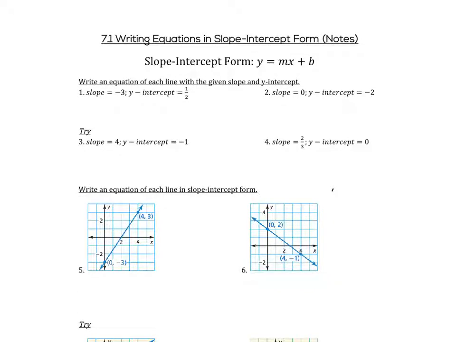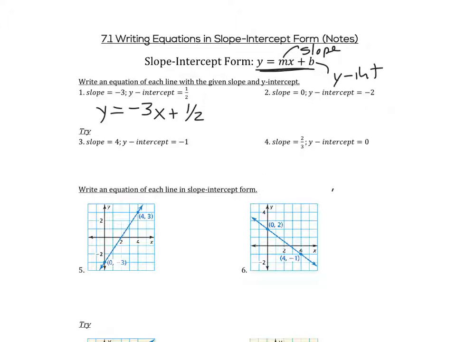All right, so we're going to look at slope-intercept form. Slope-intercept form you see is y = mx + b up here, where m is your slope and b is your y-intercept. Okay, so y = mx + b, m is -3, my y-intercept is 1/2.